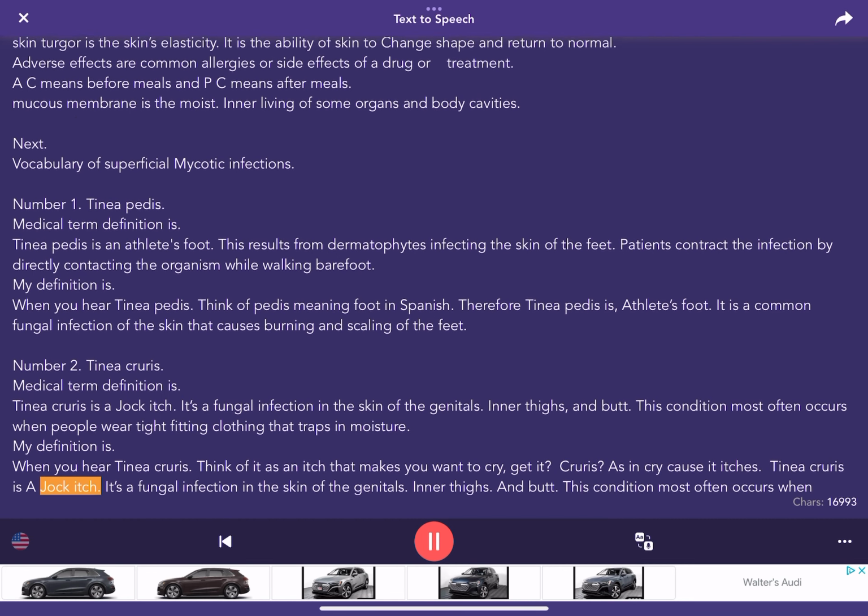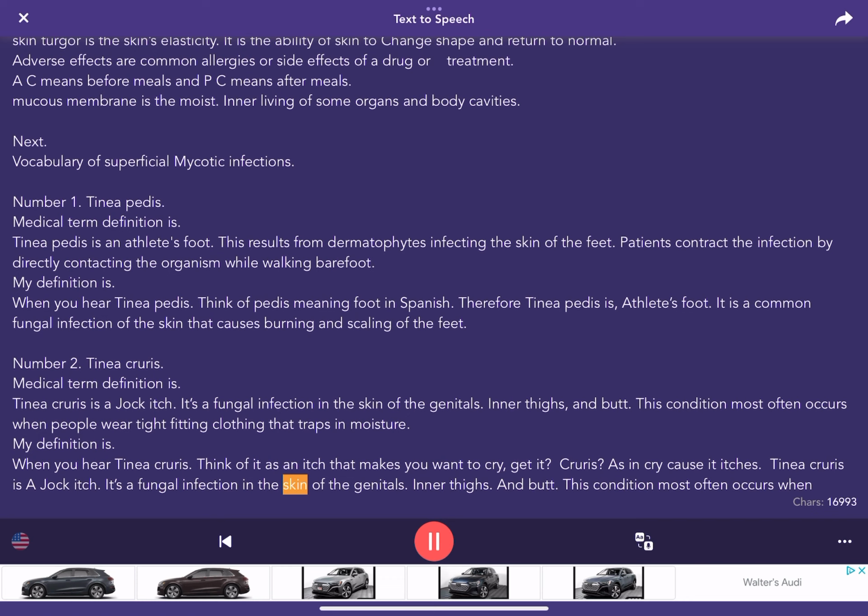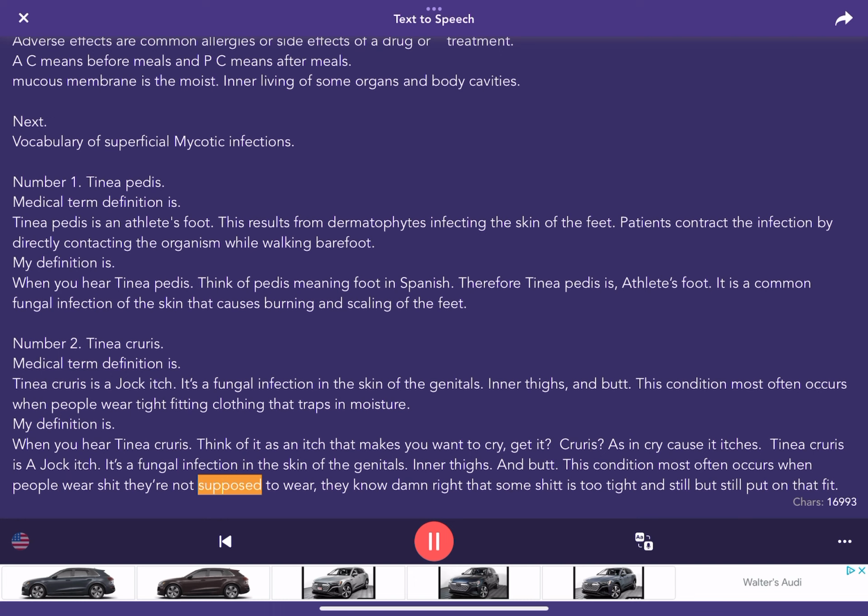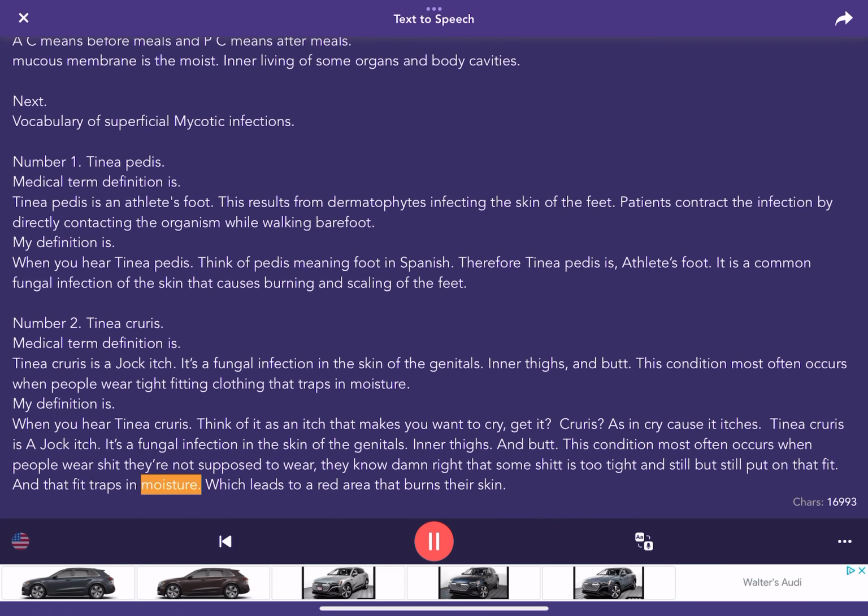Tinea cruris is a jock itch. It's a fungal infection in the skin of the genitals, inner thighs, and butt. This condition most often occurs when people wear shit they're not supposed to wear. They know damn right that some shit is too tight and still put on that fit. And that fit traps in moisture, which leads to a red area that burns their skin.